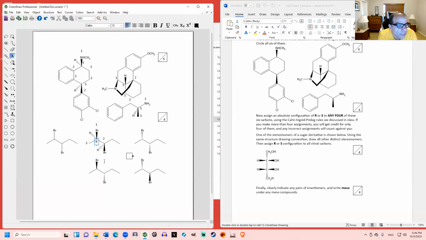And then we need to assign this one. Bromine is, of course, going to be first priority. Then the carbon with the bromine attached will be second priority. And finally, the CH2 will be third priority. 1, 2, 3 going around this way. That's again a right turn, so I think this one is R also.